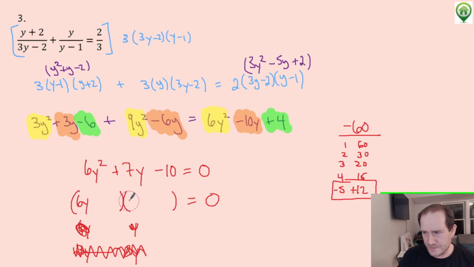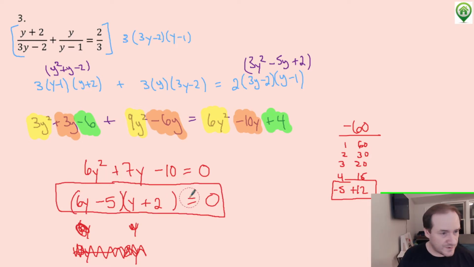So 6y and y. Because then I know that to get the positive 12, I just need a plus 2 here. And that'll give me an outer product of 12. Then the inner product, I need the negative 5. But there's my factored form. Not sure why I'm putting a box around it. A little too early for that.